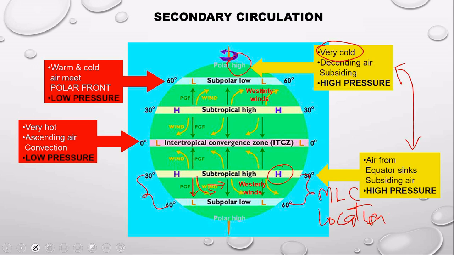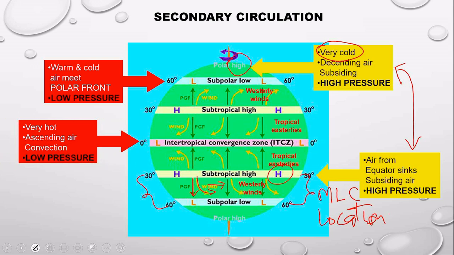That's why I said, dear learners, dear candidates, we are going to be using this secondary circulation as a basis for understanding other topics that we are going to be having when we are going further, like mid-latitude cyclones and tropical cyclones, okay? Now let's take the next one.